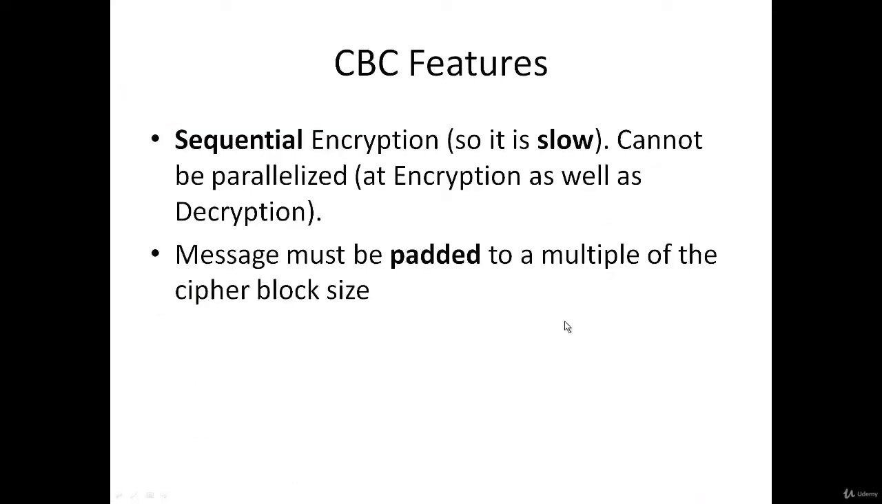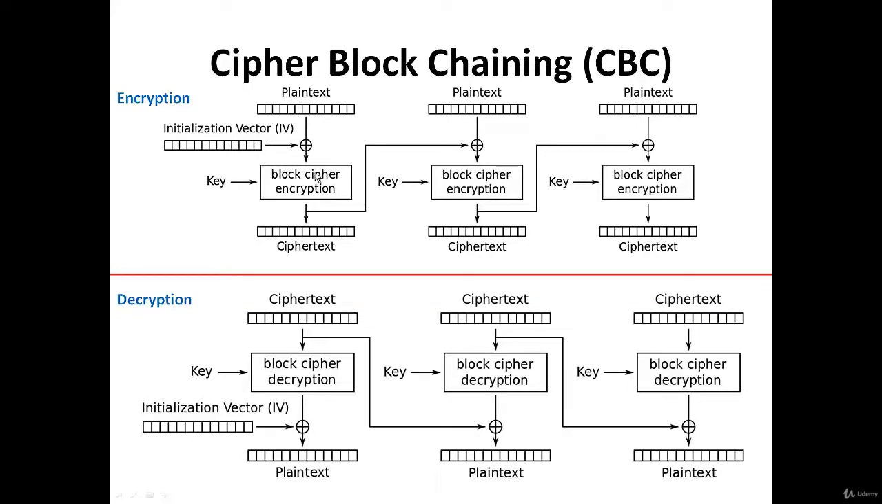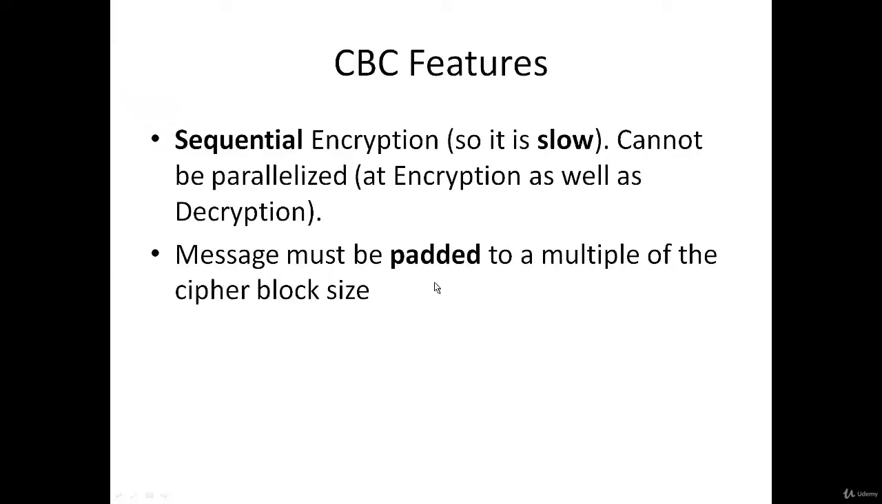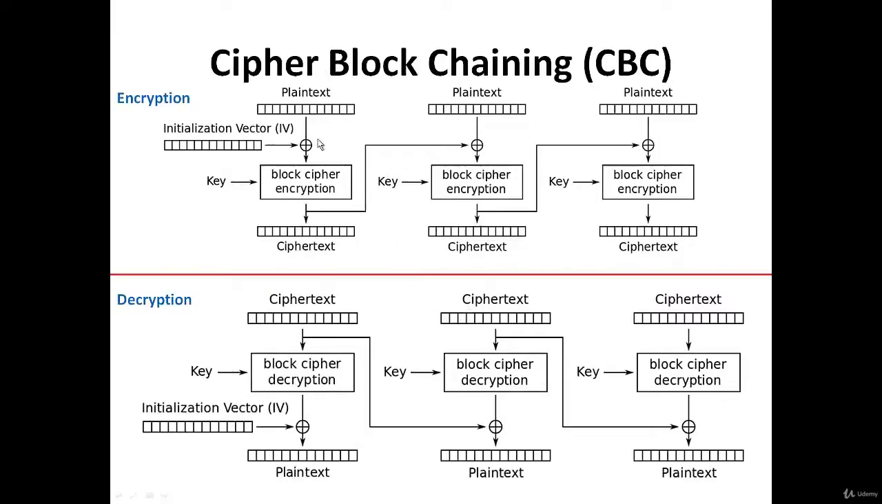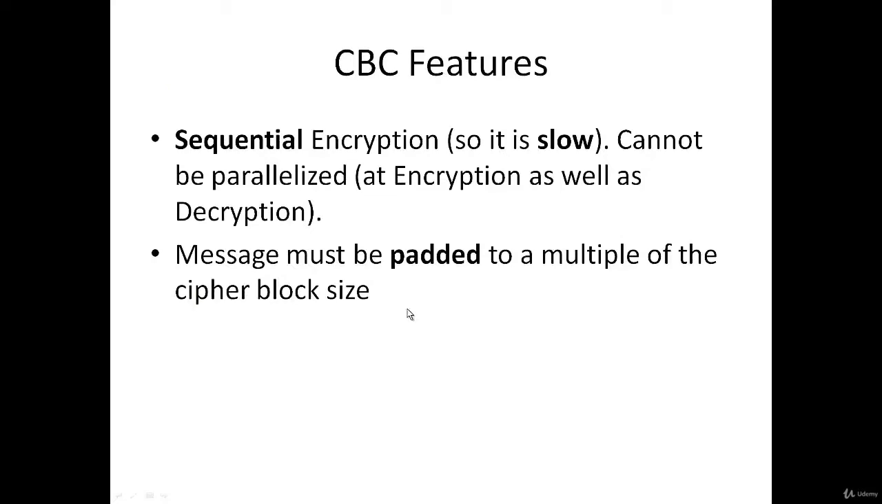So this is basically a sequential encryption, so it's relatively slow. And secondly, it's not necessary that my message size is a multiple of my block size, say n. Then I have to add some extra values here, some 0s or 1s, so that the size of the plain text is a multiple of the block size. So for that we do padding, so that the message becomes a multiple of the block size, and so padding has to be done.